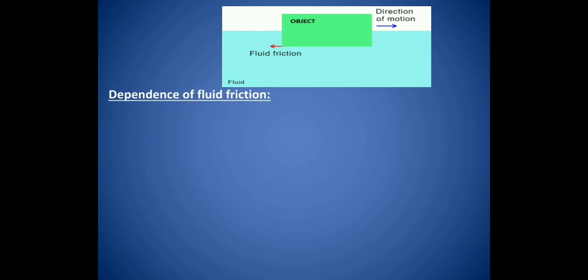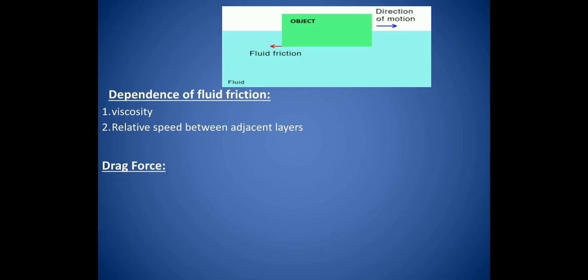The dependence of fluid friction: number one is viscosity. Yes, the more viscous the fluid, the more will be the fluid friction. Number two is the relative speed. Relative speed means the difference between the speeds of the adjacent layers of fluids.